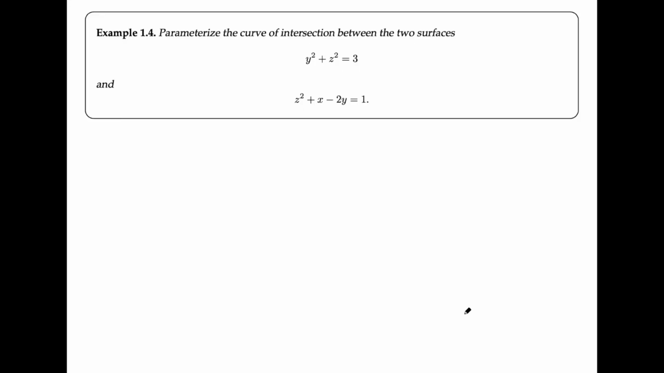Next up is another problem where we parameterize the curve of intersection of two surfaces. This time I have a surface given by y squared plus z squared equals 3, and a surface given by z squared plus x minus 2y equals 1.